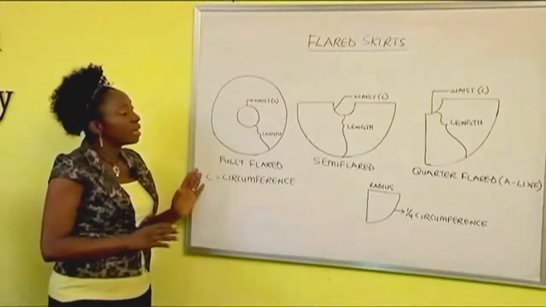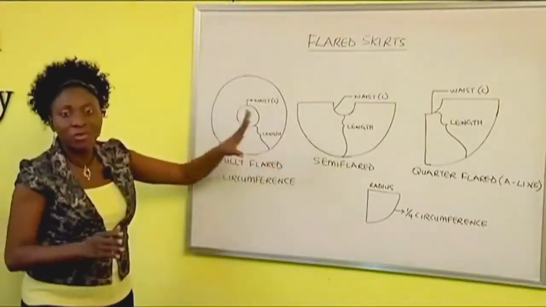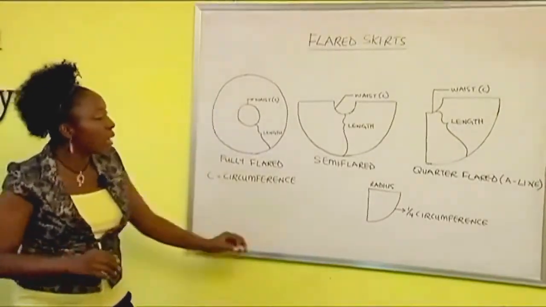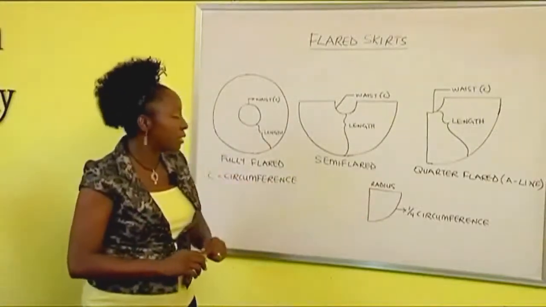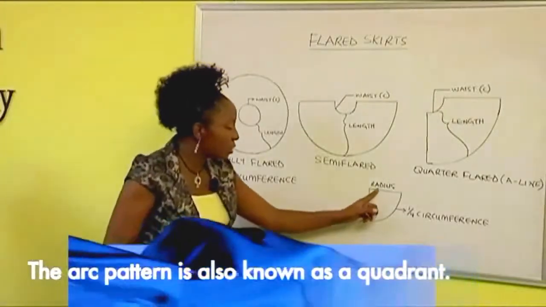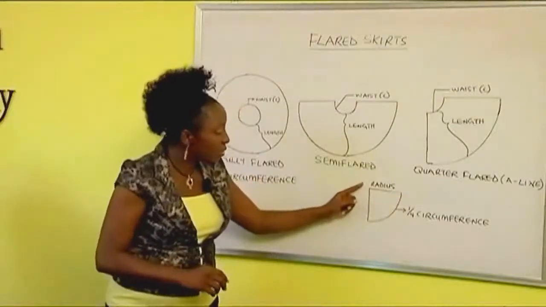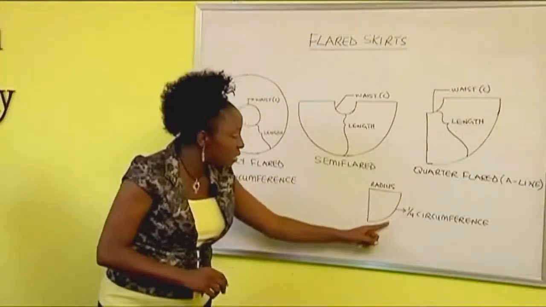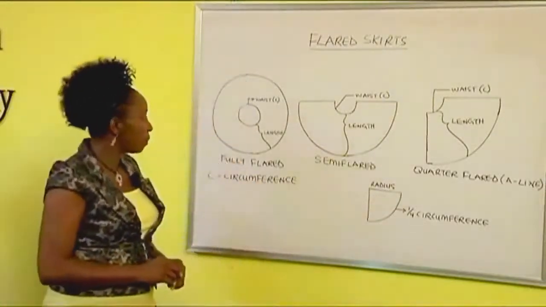Now to make our pattern, obviously we're not going to make this huge pattern of the massive skirt, but we're going to make the pattern called the arc. This is our arc pattern. You can see the radius here, just like a quarter circle. This is the middle of the circle, and this part here represents a quarter of the circle, a quarter of the circumference.